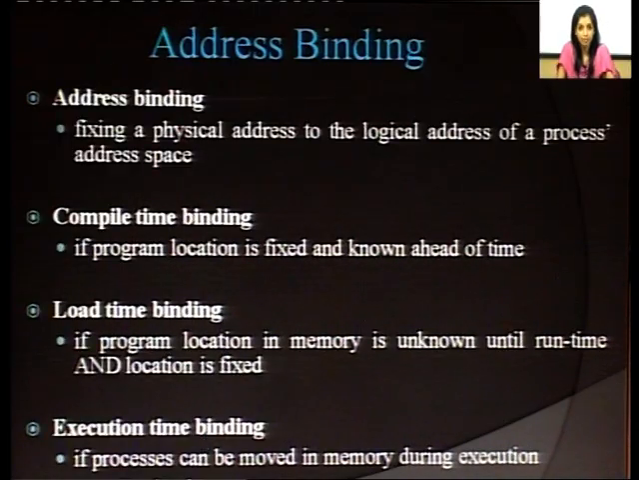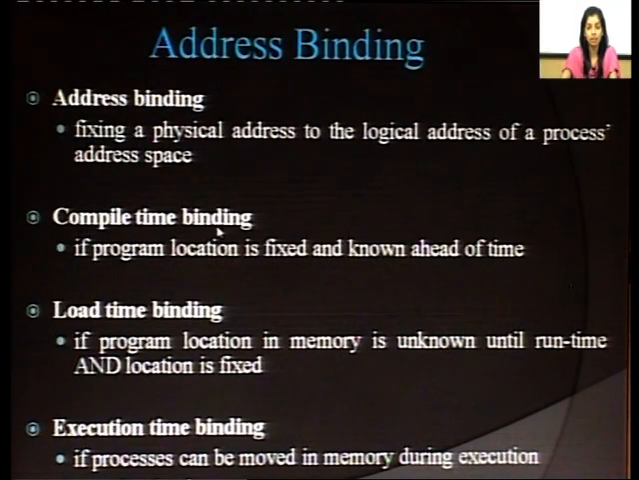Now what is binding and how many different types of binding are there? We have 3 types of address binding. First is compile time binding, second is load time binding, third is execution time binding. Binding is the linking of a file to memory. Address binding means fixing a physical address to the logical address of the process address space.